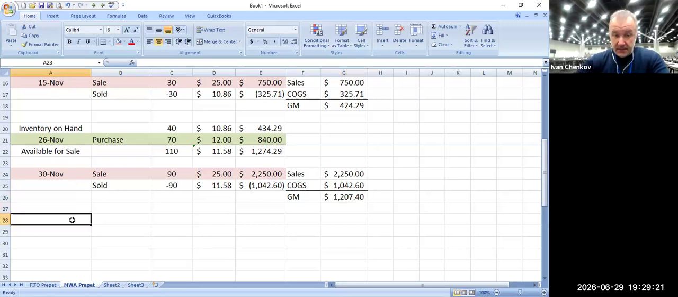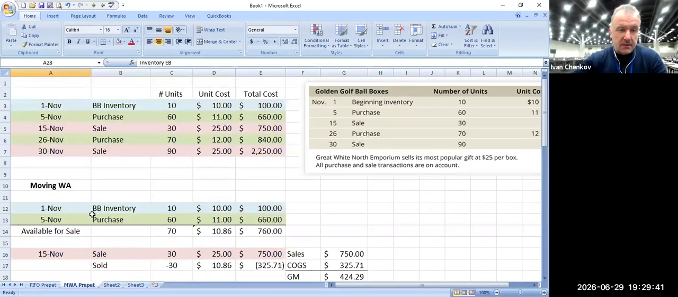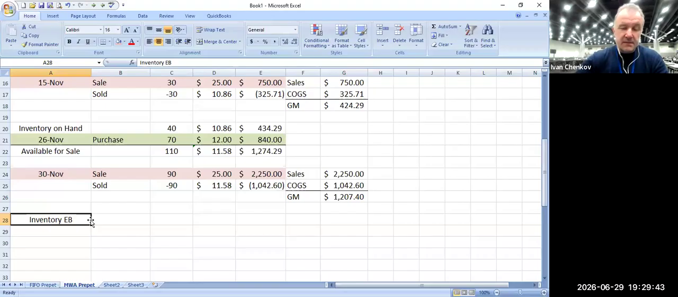Okay, in the end, we're going to ask ourselves how many units we have available and what's the value of those units. So the ending balance in this case, or ending balance inventory, that's how we name it.